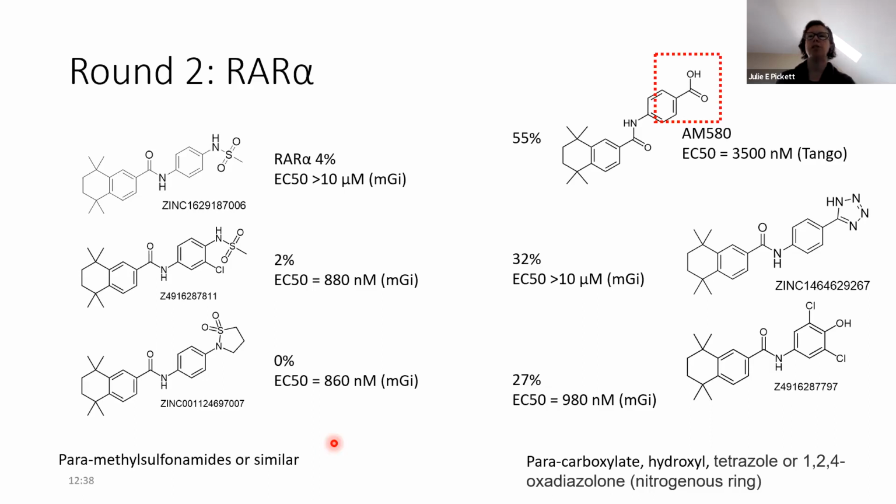When you add this chlorine ortho to the para-sulfonamide, you get better activity in the mini GI assay, getting below 1 micromolar, and your RAR alpha liability remains low at 2%. And down at the bottom, if you cyclize this methyl sulfonamide, you've got 0 activity at RAR alpha and sub-micromolar in the mini GI assay. So the sulfonamides, methylsulfonamides are looking very good moving forward. So off to round 3.